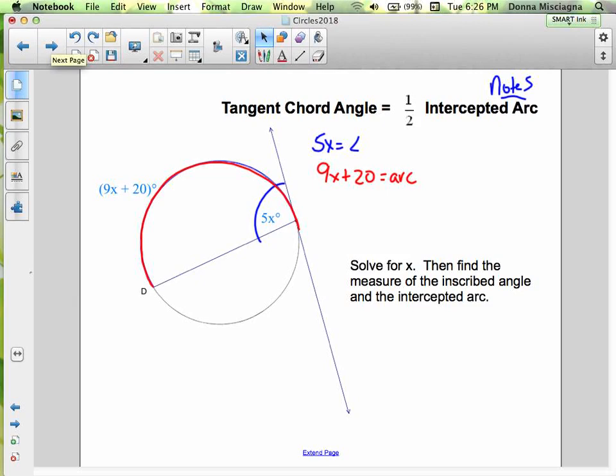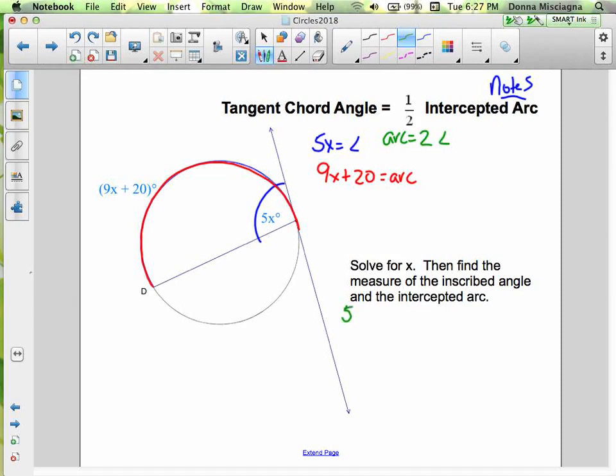Well, remember, we can use our formula. The angle equals half the arc. We could also use the formula that the arc is twice the angle. Let's write both and see which one looks nicer to solve. If we use angle equals half the arc, we have 5x equals half of the arc, which is 9x plus 20. I don't mind taking half of 20, but if we multiply 9x by a half, we're going to have a fraction to deal with, and you may not want to solve the equation with a fraction.